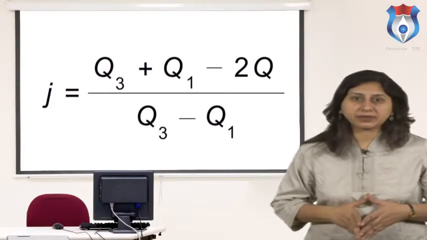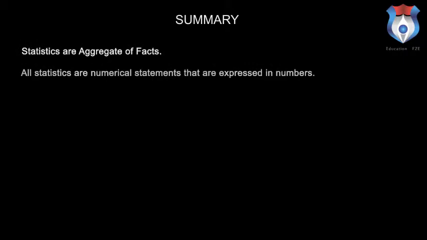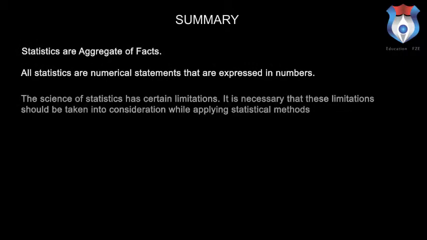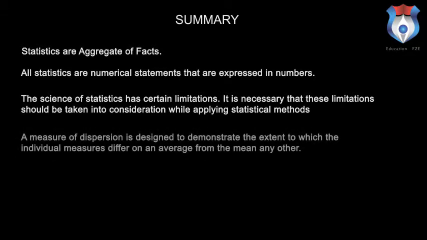Summary. Let us summarize what we have learnt today. Statistics are aggregate of facts. All statistics are numerical statements that are expressed in numbers. The science of statistics has certain limitations. It is necessary that these limitations should be taken into consideration while applying statistical methods. A measure of dispersion is designed to demonstrate the extent to which the individual measures differ on an average from the mean.